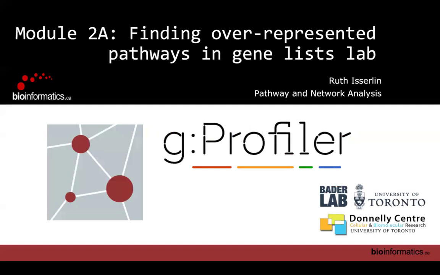So as I said just before, we're going to be working on Module 2 and it's divided into two different parts. The main goal of this module is to find overrepresented pathways in gene lists, and it's set up as a lab. There are two different parts. This is part 1, which is going to discuss gProfiler, and the second part will be to discuss GSCA.